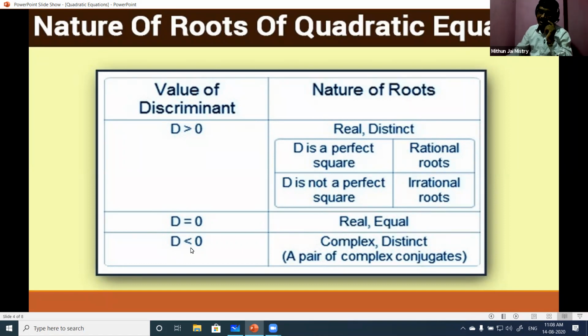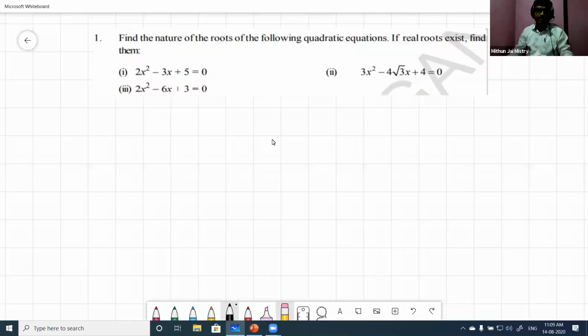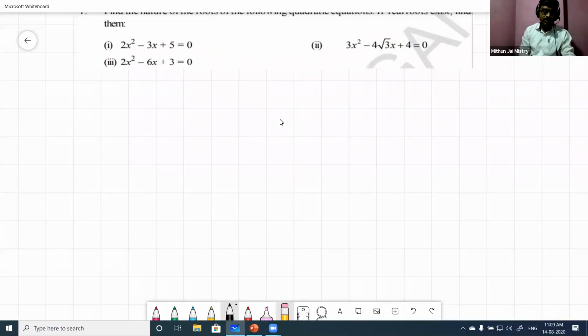If the discriminant is negative, that is less than 0, then the roots are imaginary, which is also called complex. When it is imaginary, we need not bother whether they are different or equal. We have to remember it in this manner. Let me write the nature of the roots and the discriminant here.